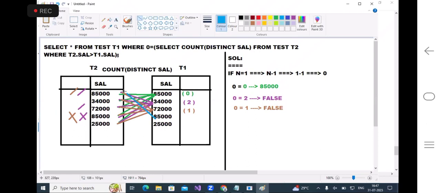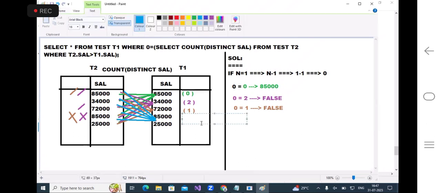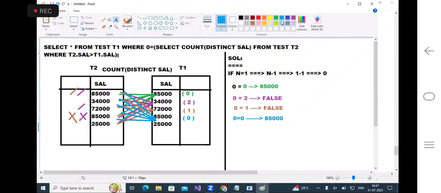The next one is 85 again. So 85,000 above, how many values are there? 0. So 85,000 above is 0, and that is compared with the outer value. 0 is equal to 0. So the condition is true at which value? 85.